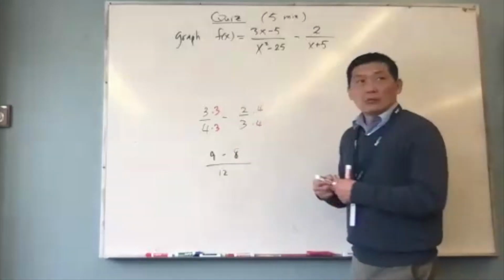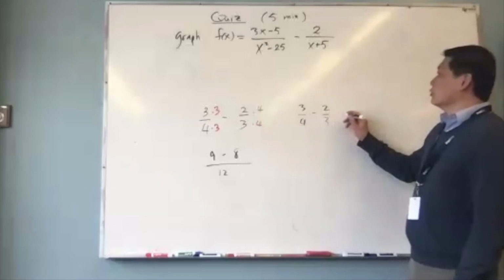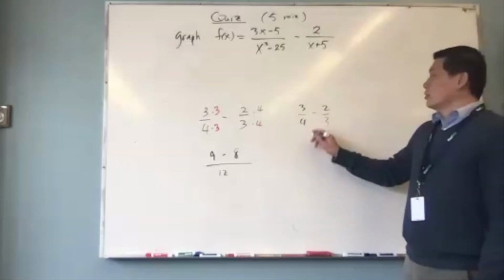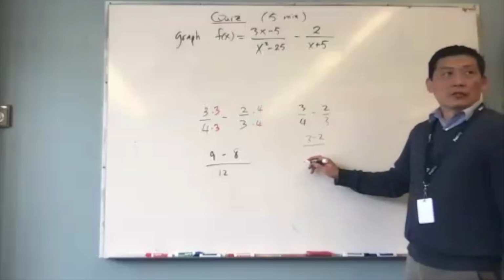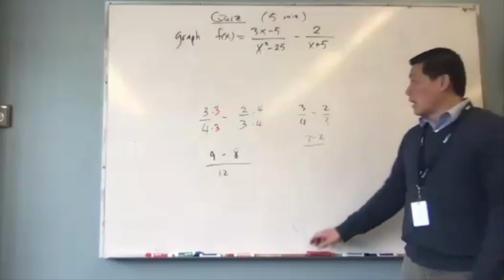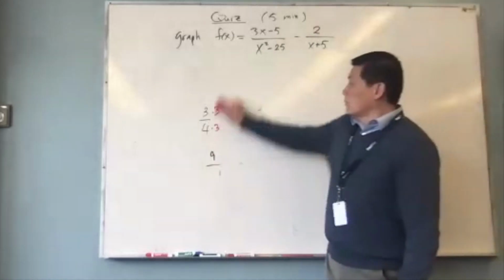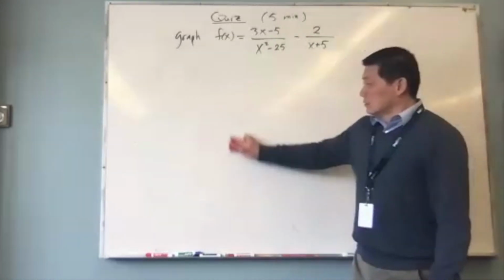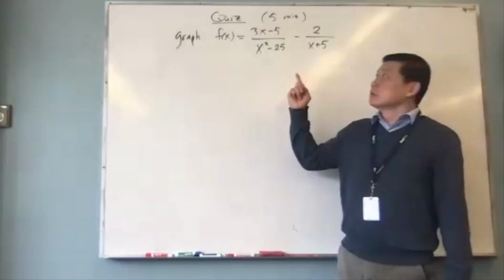You can never do this, right? You can never say, oh, this is 3 minus 2 over, whatever. You can't do that justifiably. So you have to find a common denominator. That's number one. So in your head, common denominator.